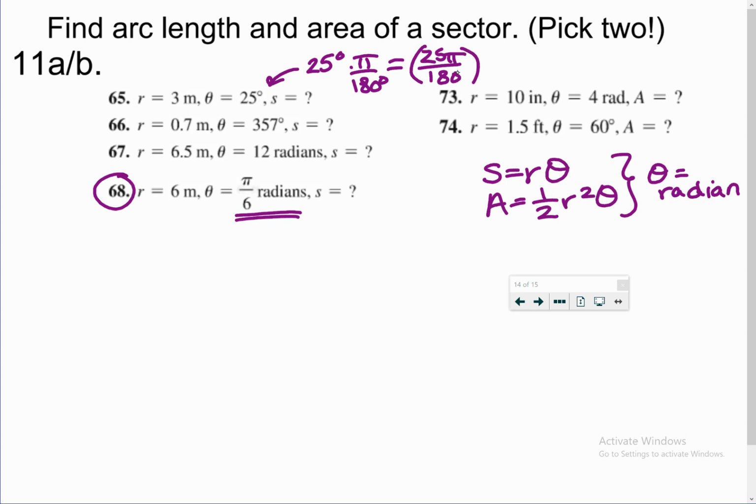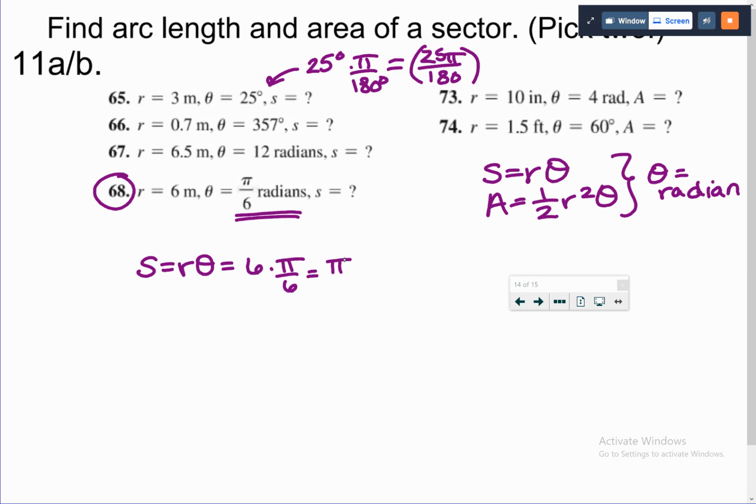All right, so arc length is just r theta. So 6 times pi over 6. That I can do in my head. That's pi. We don't leave answers in terms of pi because arc length is a length. So we're going to say about 3.14 meters would be my answer there.